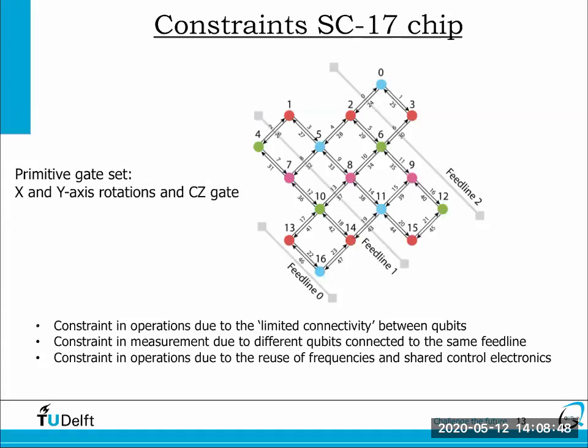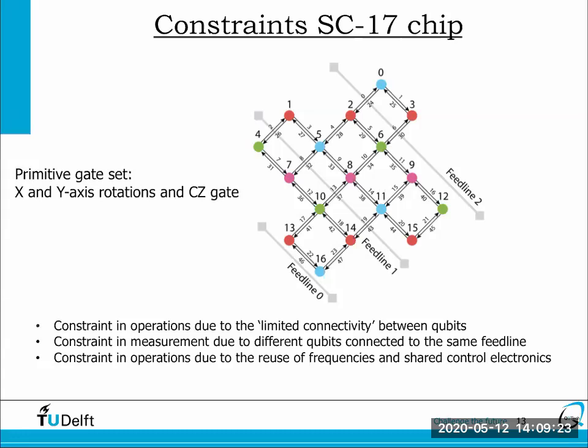The first one, as I said, is the primitive gate set. Any quantum circuit or algorithm has to be decomposed into the gates that are supported by the chip. In this case, Surface-17 or Ninja Star supports X and Y axis rotations, and the primitive 2-qubit gate is the controlled-phase or CZ gate. That means that if you, for example, want to implement a CNOT, you have to do it with 2 Hadamards and a C-phase, which corresponds to a CNOT.